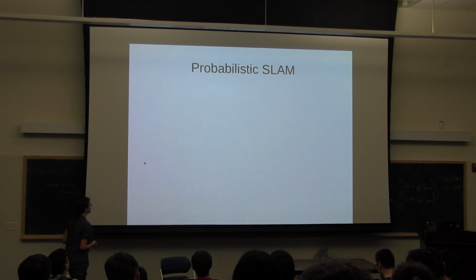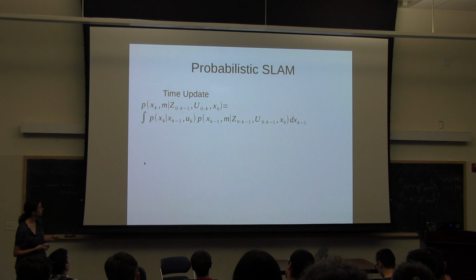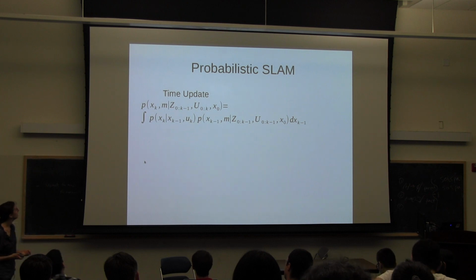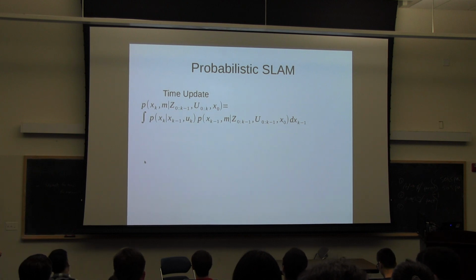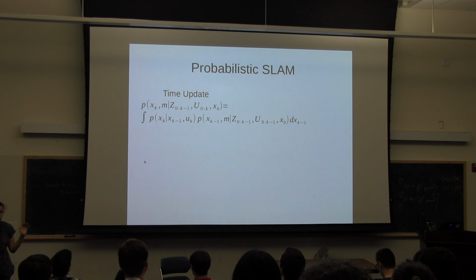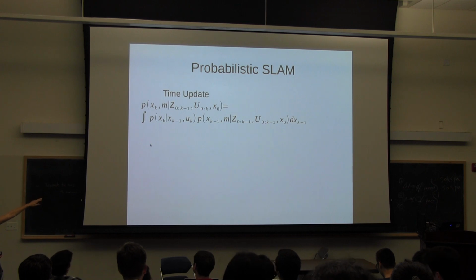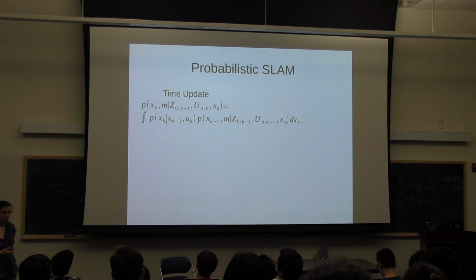Okay. All right. So then you can write out, just like we were doing with Bayes filters before, the time update and the measurement update for this. So the probability of x_k and m, I'm trying to estimate those two things. And I get this integral, where the first term looks like localization. It's the state transition: what's going to happen when I move.